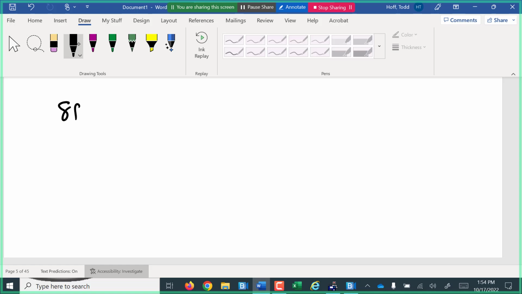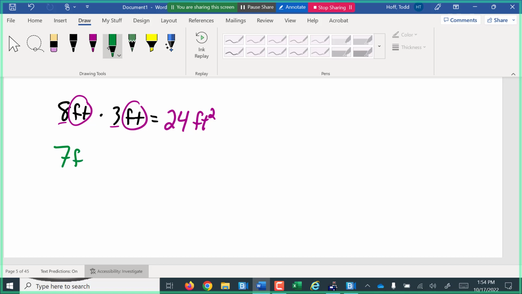So if I had 8 feet times 3 feet, what is 8 times 3? 24. But then we also have to combine the units. Feet times feet become feet squared, or square feet. And we can have units other than just feet and feet. We might have 7 square feet times 5 feet.